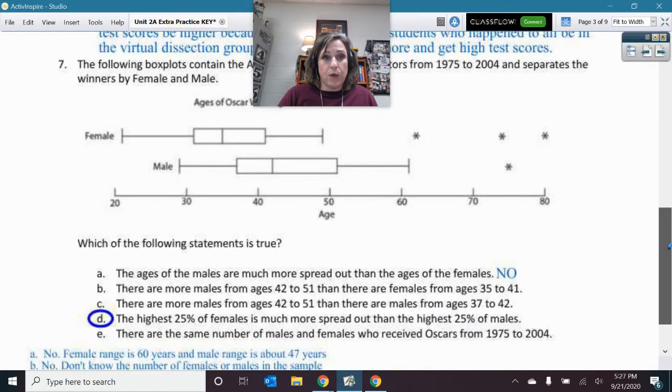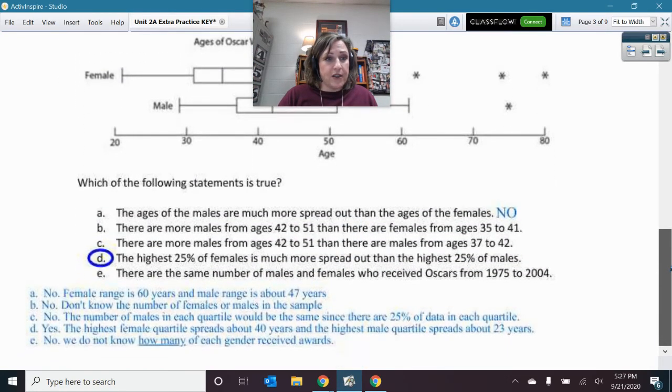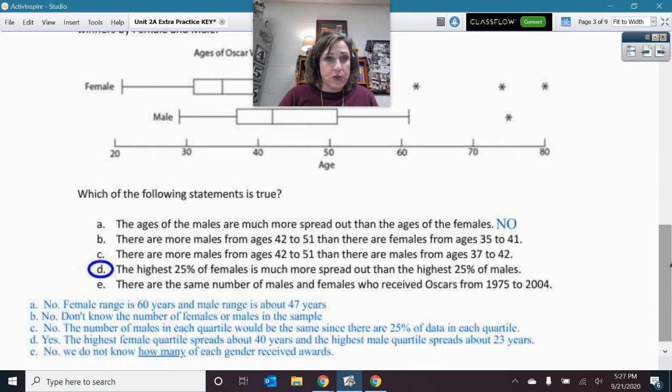Here, we had these ones here. Here it was the D was the answer, which is the true one. The highest female quartile spreads about 40 years, and the highest male quartile spreads about 23 years. So the highest 25% is more spread out than the males.